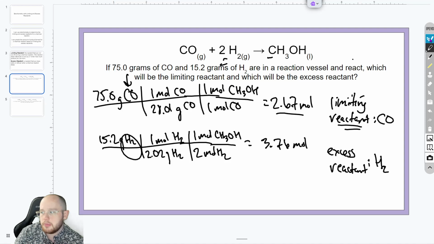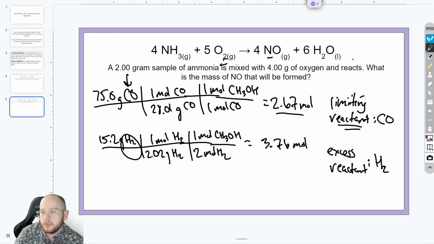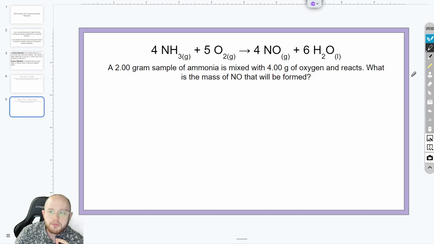I'm going to show you another problem. I'm going to need to erase what I did. This problem is slightly different. It's going to say that I have a 2.0 gram sample of ammonia being mixed with 4.0 grams of oxygen to react, and it wants to know the mass of nitrogen monoxide that's going to be formed.